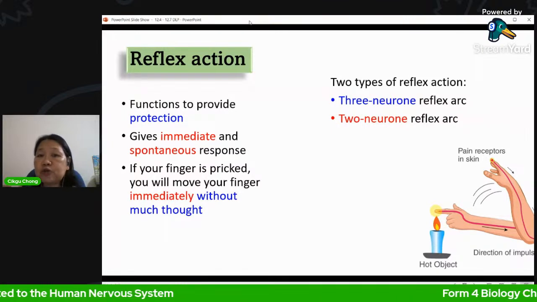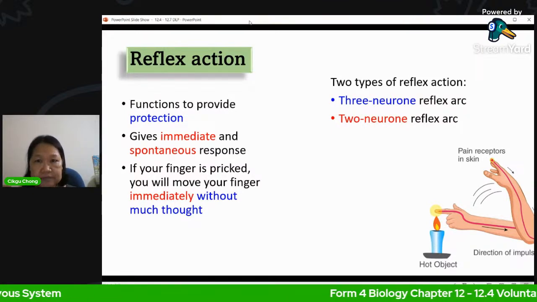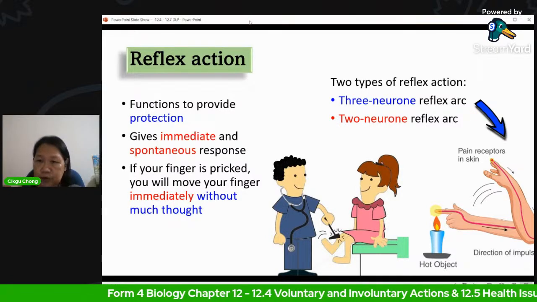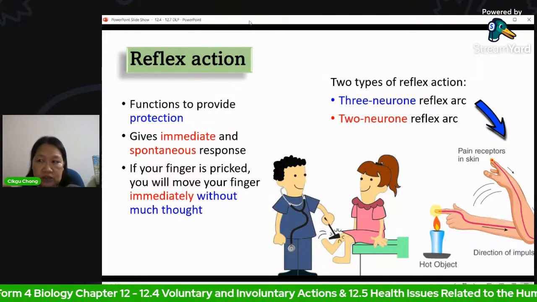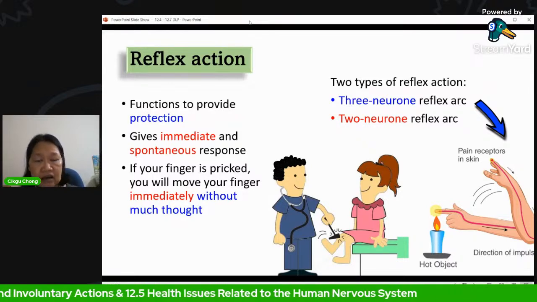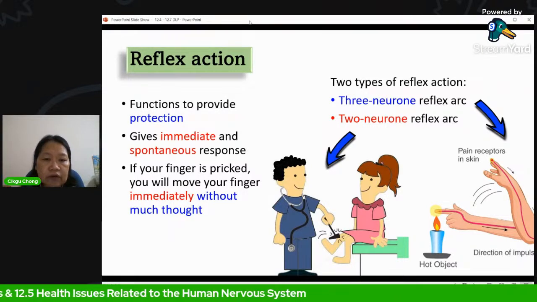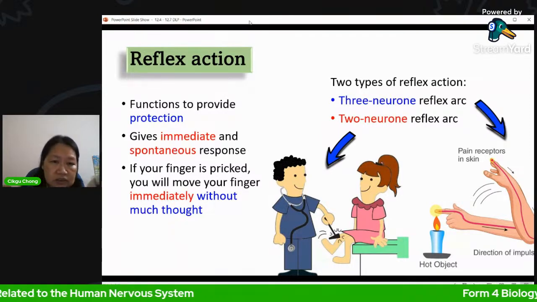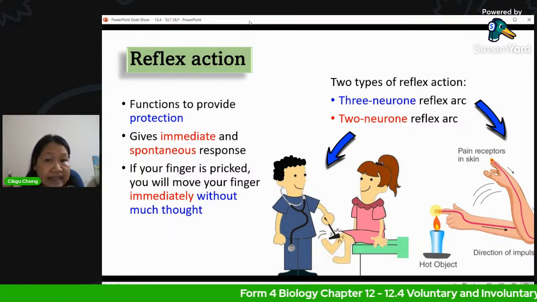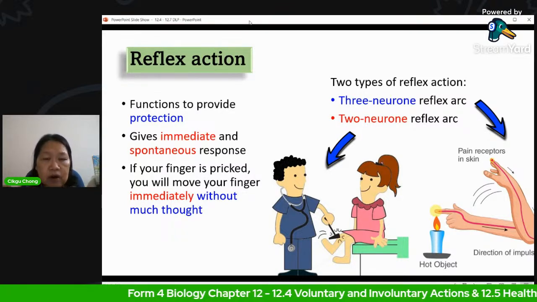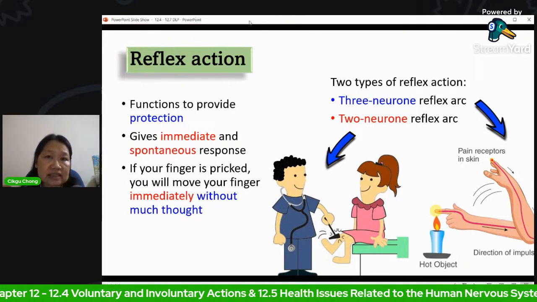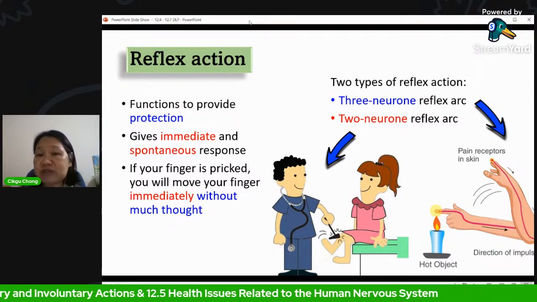So let's look at the three-neuron first. When you touch something hot or something sharp, that involves the three-neuron reflex arc. The other one, two-neuron, is for your knee jerk. Sometimes the doctor will test your reflex action by knocking just below the kneecap, and as a response, your leg will kick up. That is normal. If it doesn't happen, then you are abnormal. Everybody should have that response.